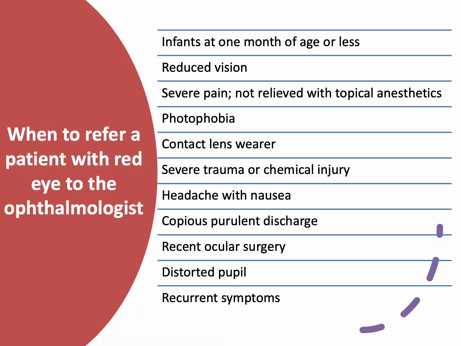So, as I mentioned, it's important in primary care to know your limit, to know when to refer to an ophthalmologist. One of the important indications is infants at 1 month of age or less, because in this case we're suspecting ophthalmia neonatorum, which is a condition that can happen to babies in the first month of age.